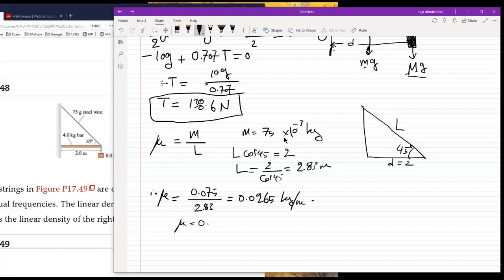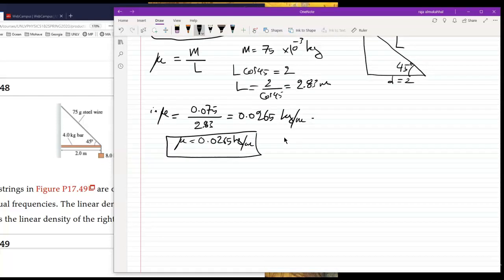So mu, we got that. We're almost there. Now, what is the fundamental frequency? He said, what is the fundamental frequency? We know that the fundamental is the relationship between the length and the wavelength, lambda equals 2L. Let me show you a picture of how that looks.